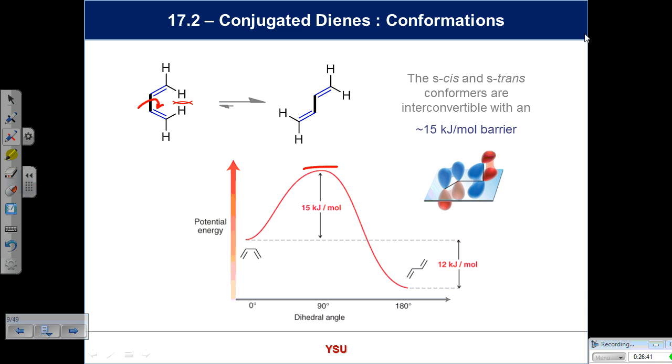And that's because you're breaking the pi character. You're breaking the pi bond. If you're going to take those two p orbitals and make this thing rotate, those pi bonds have to uncouple. They have to become disconnected. And that's going to cost you energy.